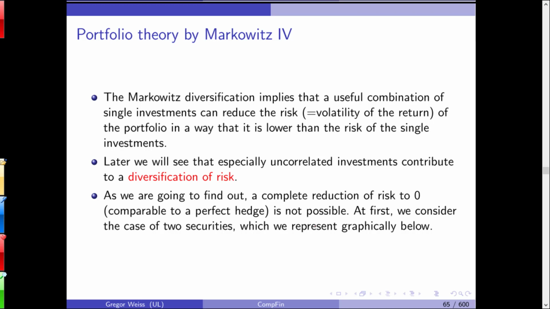Now, this diversification implies that a useful combination of single investments can reduce the volatility of the return of the portfolio in such a way that we can get below the risk of a single investment even. And later we'll see that uncorrelated investments contribute especially to a diversification effect. And as we are going to find out, a complete reduction to zero is almost impossible, at least without derivatives and in real life. But we'll see some cases of what will happen if we have a certain correlation structure between X and Y or A and B.